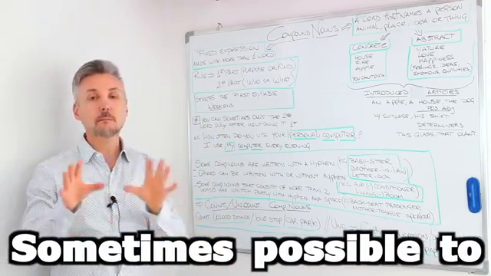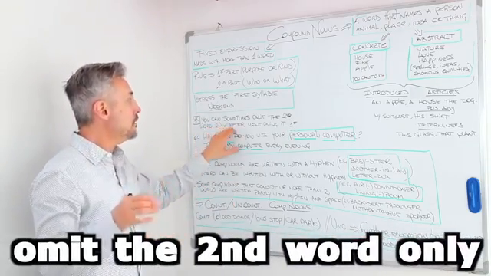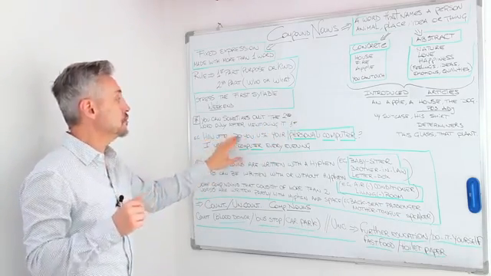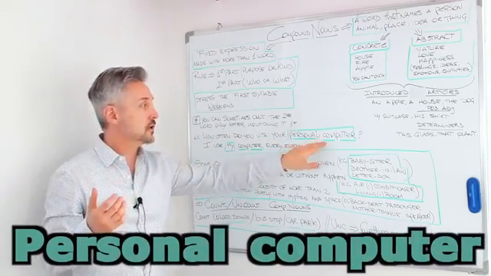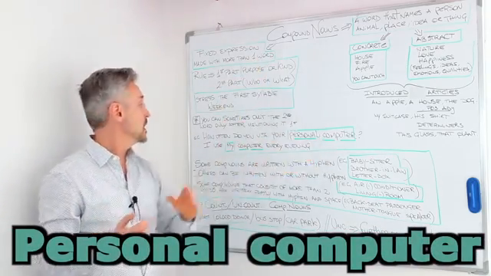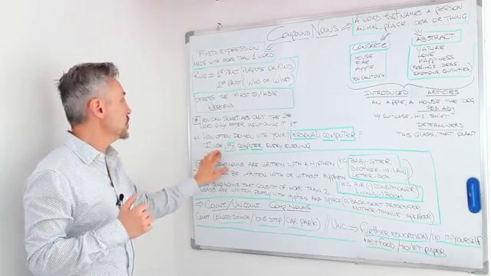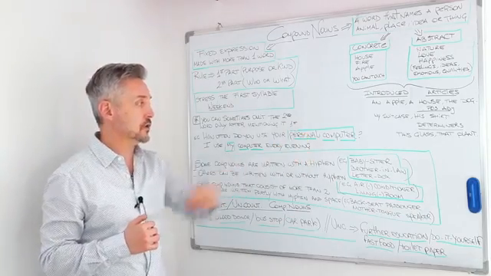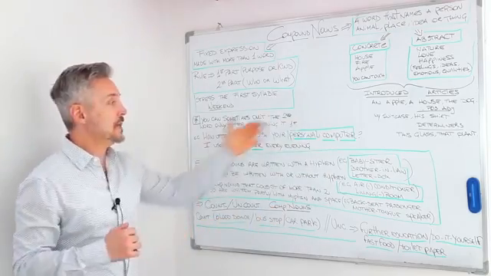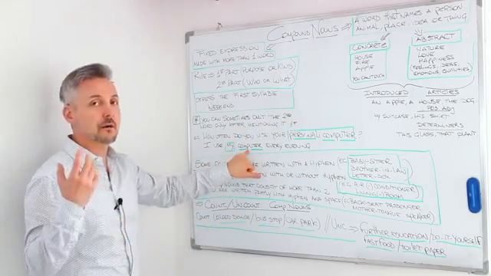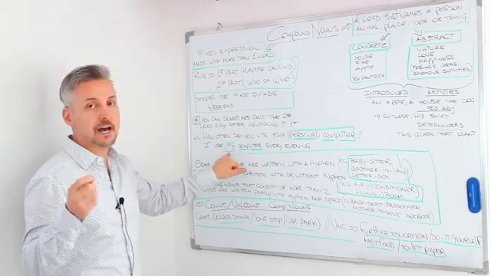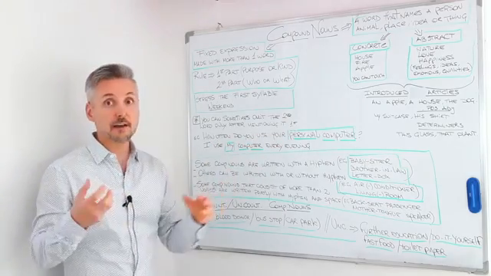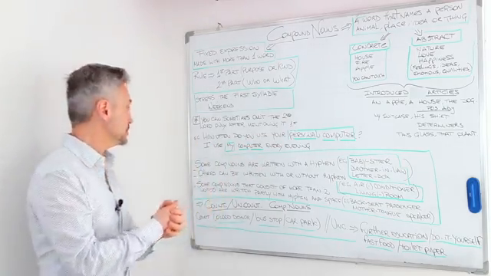And you can sometimes omit the second word only after mentioning it first. So, for example, how often do you use your personal computer? Personal computer here is the compound noun, right? And I can answer, I use my computer every evening. So I don't need to mention personal, right? So I just omit personal and I just mention computer. Don't forget that I used in this case the possessive adjective my to identify which computer I'm talking about.